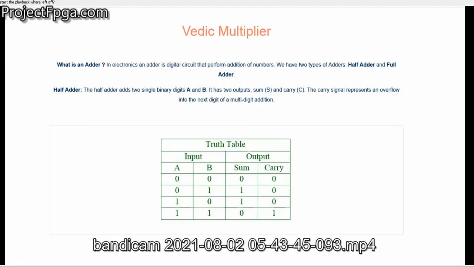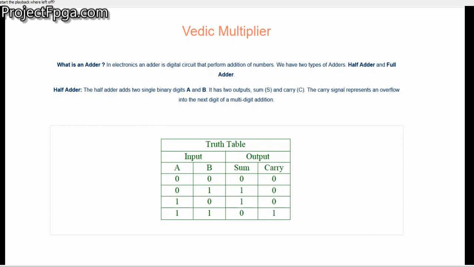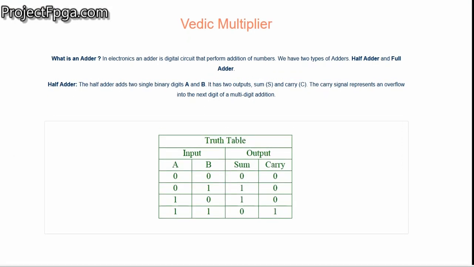Hello everyone. In this tutorial I'll be talking about the Vedic multiplier. A lot of people will have seen a lot of calculations on Vedic. It's a very logical way of doing calculation, addition, multiplication and division. But this particular tutorial will be implementing the multiplier only using Verilog. So that is the essence of this tutorial.